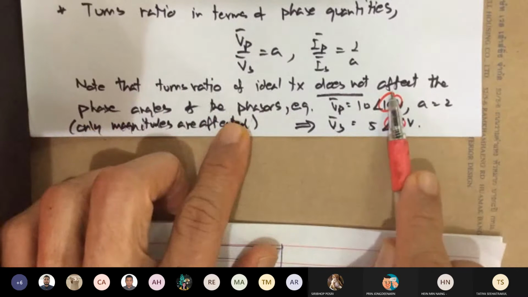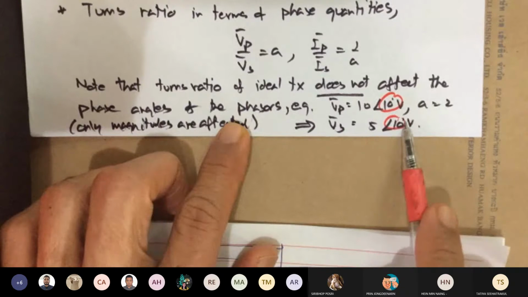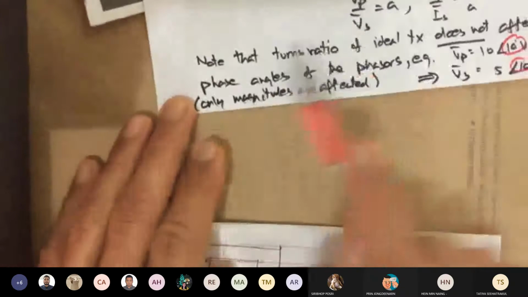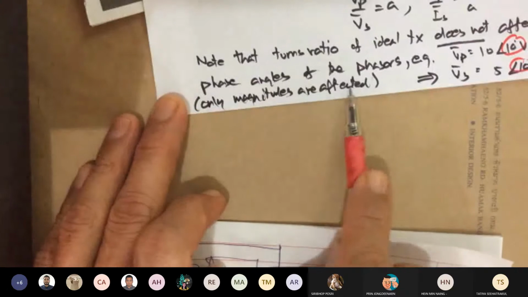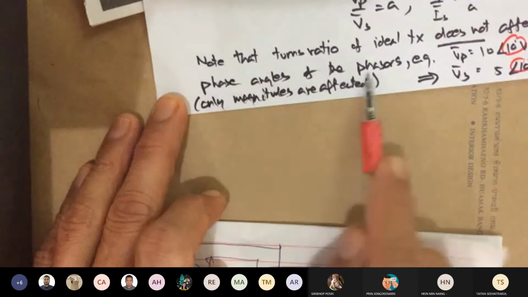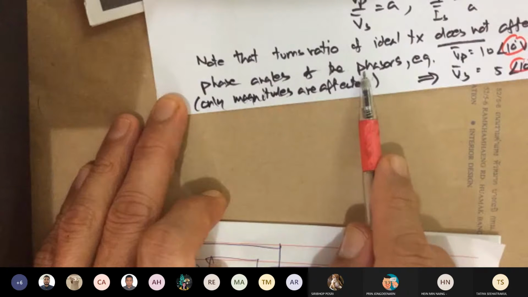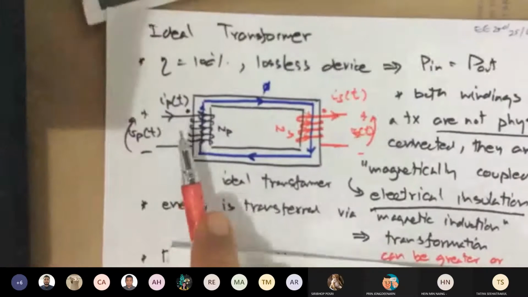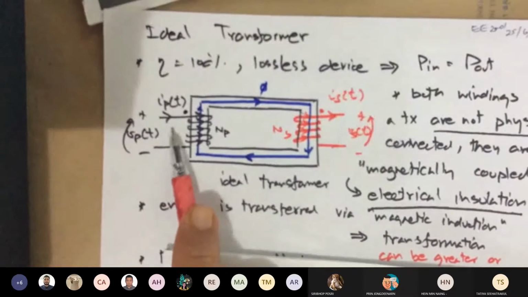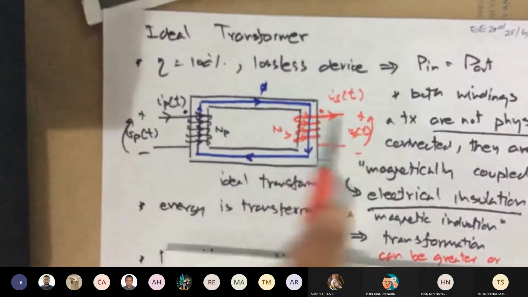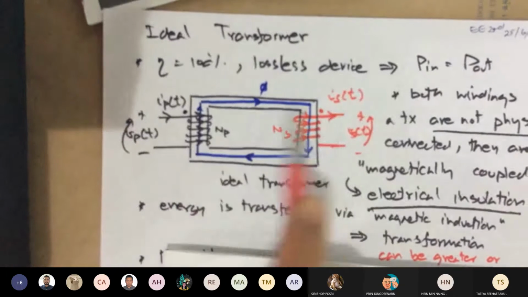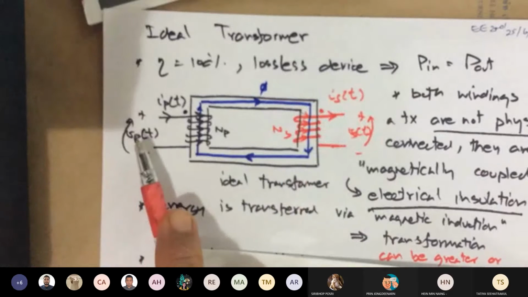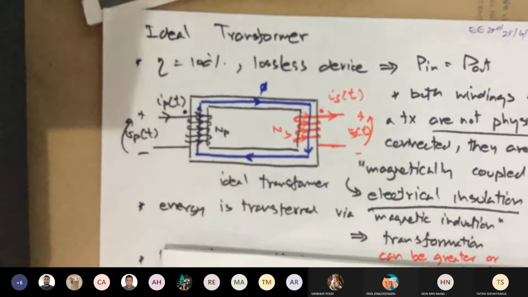Whatever angle you have originally would be the same. Only the magnitude is affected. That's it. Don't divide the angle by the turns ratio. That's wrong. That is why your transformer can change the voltage level at the same frequency, because the turns ratio does not affect the frequency, which implies the phase angle. All right.